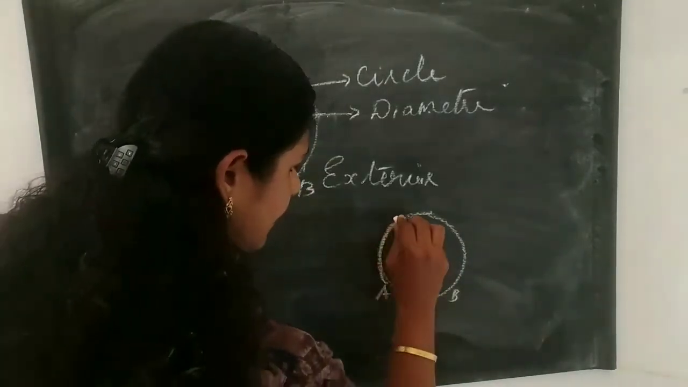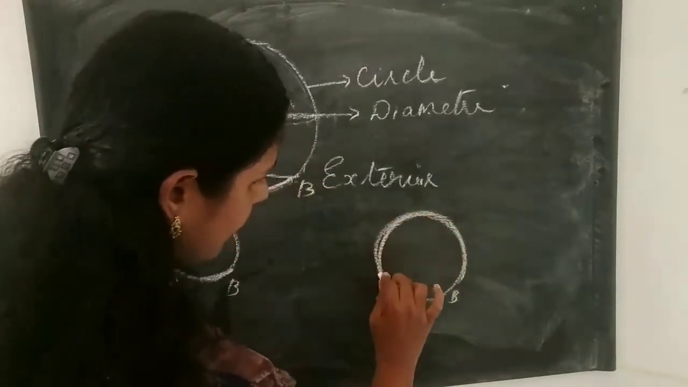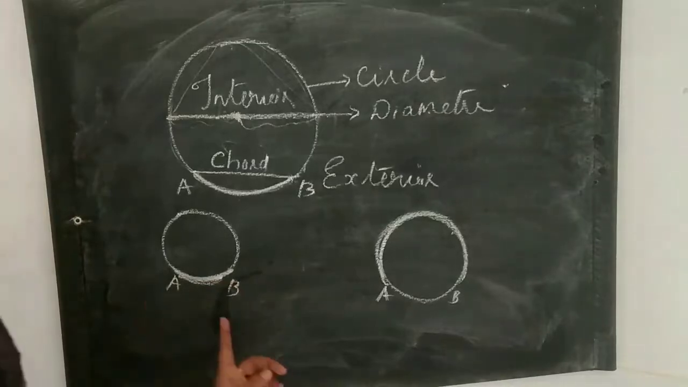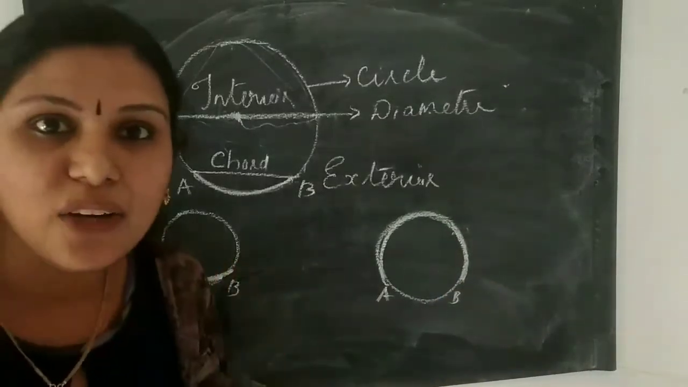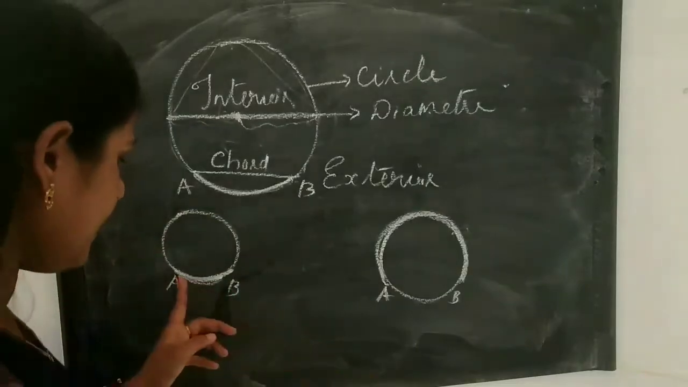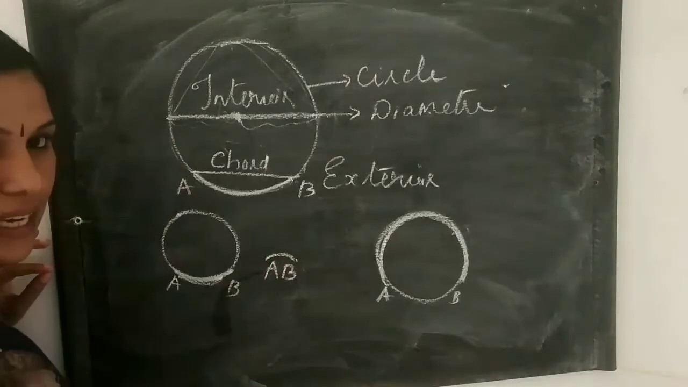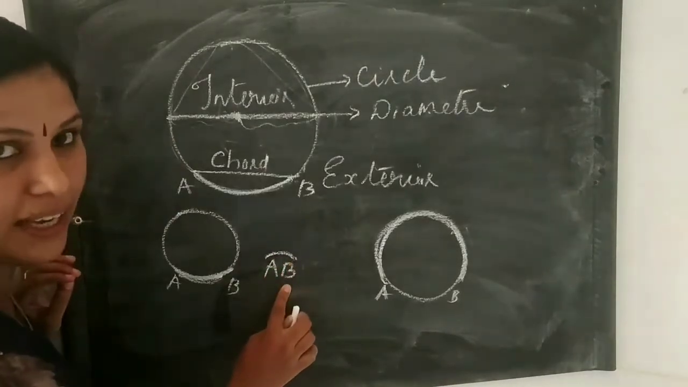Here we get a larger piece. I shade this. Here we get a smaller piece. This is known as an arc of a circle. This arc can be represented like this: arc AB. We can read this as arc AB.